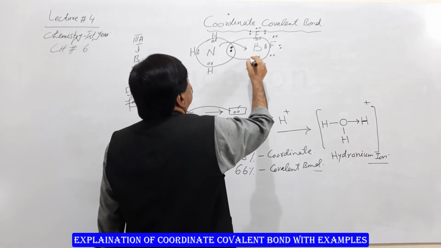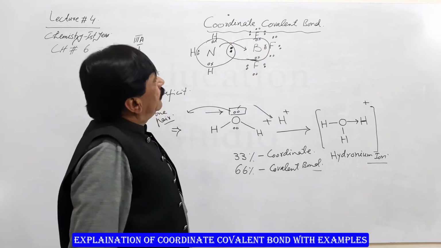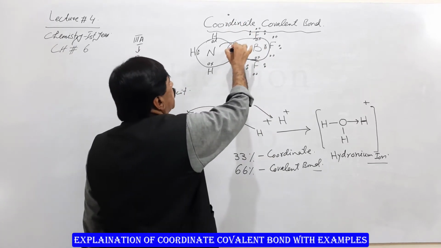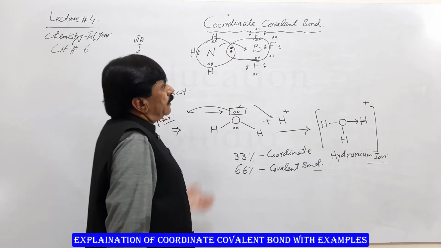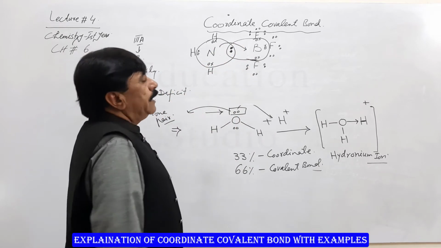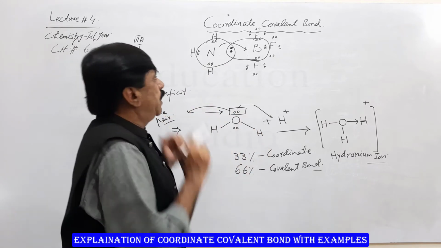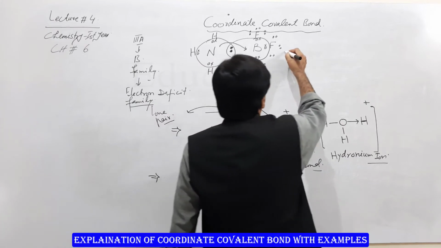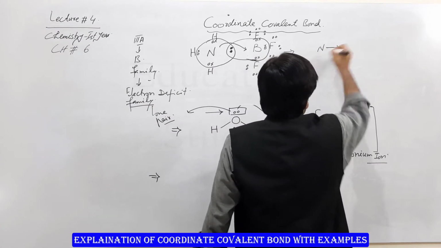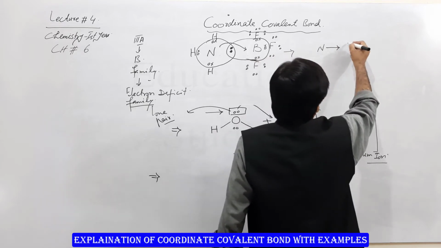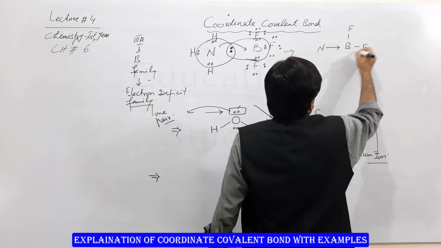But sharing of electrons takes place, and the shared pair of electrons is donated by one atom to the other atom. In this way, a coordinate covalent bond appears between these two atoms, from the nitrogen to the boron, as in BF3.